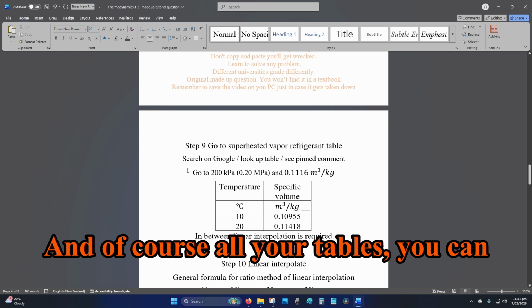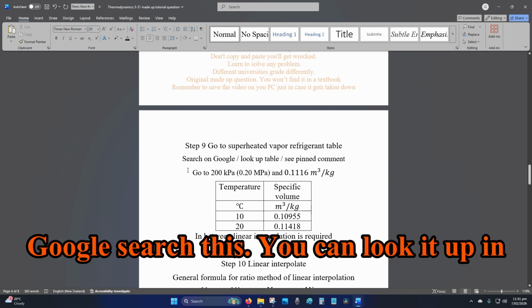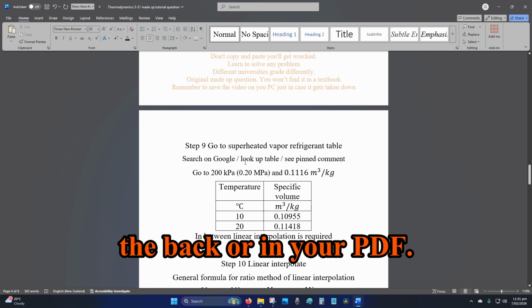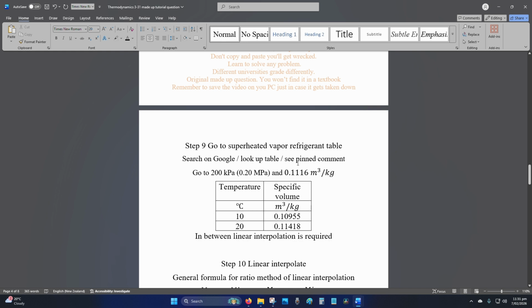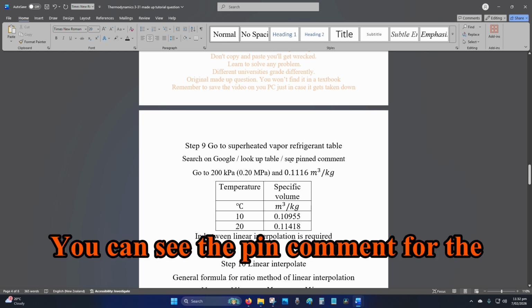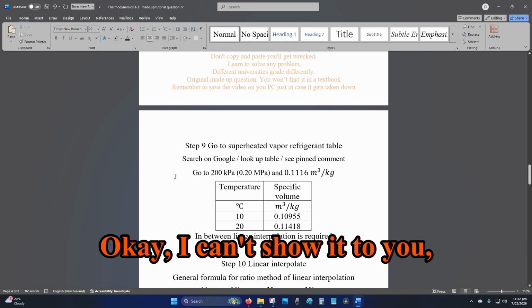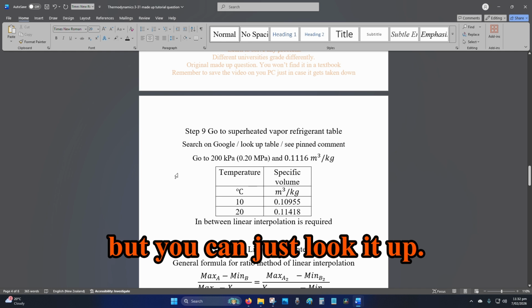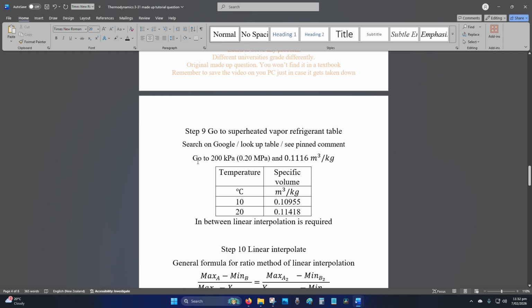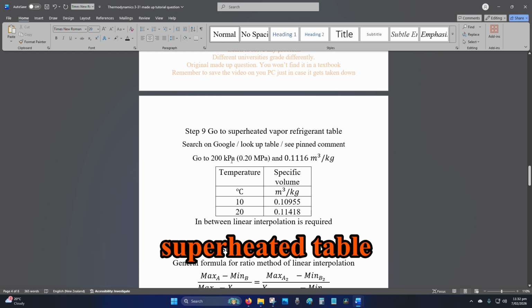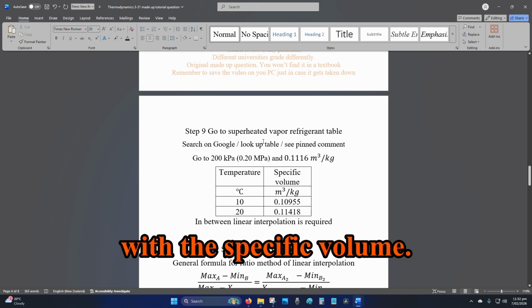And of course, all your tables, you can Google search this. You can look it up in your actual textbook at the back or in your PDF. You can see the pinned comment for the property table numbers. I can't show it to you, but you can just look it up. These are custom tables. Go to your 200 kPa superheated table with the specific volume.